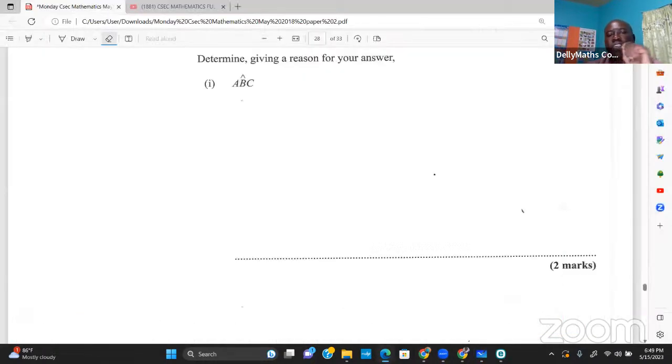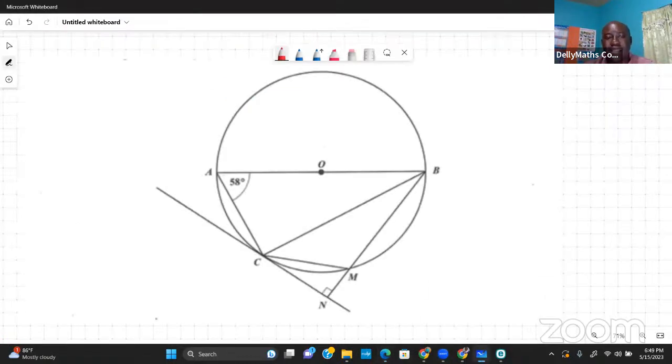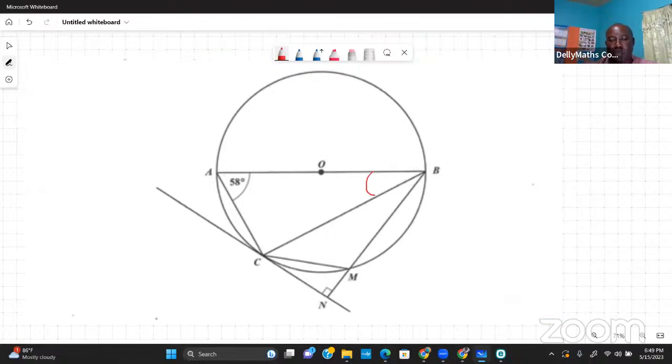First question. Determine, giving a reason. I want you to pay attention. I always highlight this. They never said give all the reasons. You're going to give an important reason, singular. So determine, giving a reason for your answer, angle ABC. Following the flow of the three letters, the angle is always in the middle. So we're going to mark the angle first, ABC. That's the angle that they want.